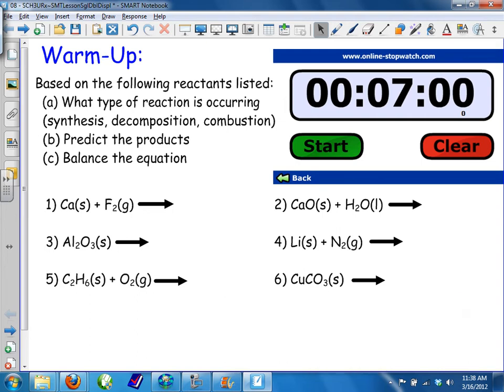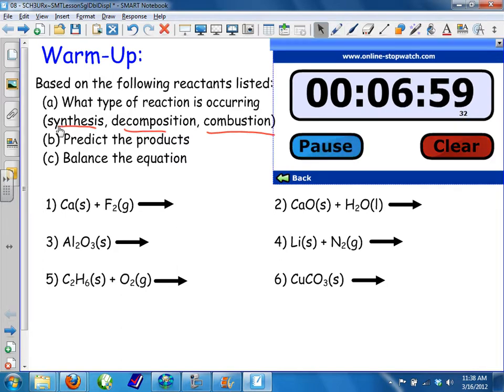For our warm-up for today, you have 6 reactants here. What you're going to do is predict what type of reaction is going to occur, and your choices are either synthesis, decomposition, or combustion. You're going to predict the products that are created, and you're going to balance the equation. I put 7 minutes on the clock.